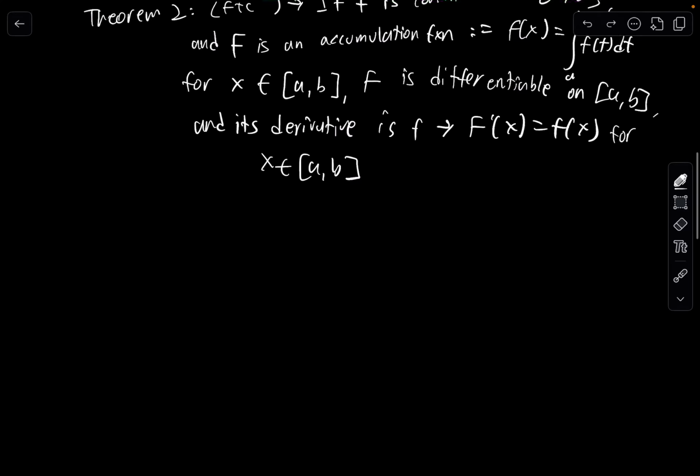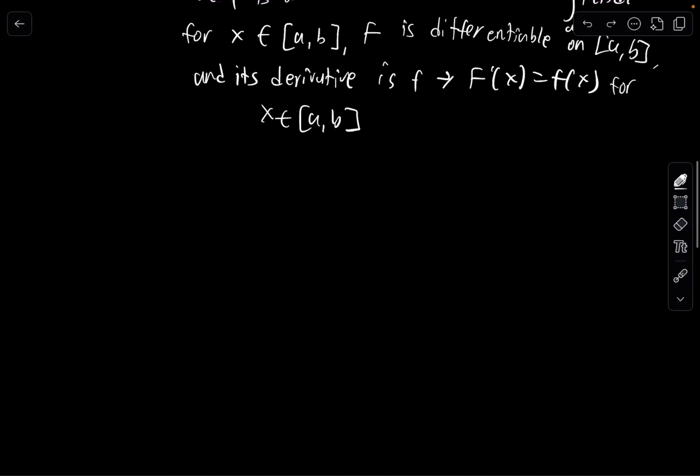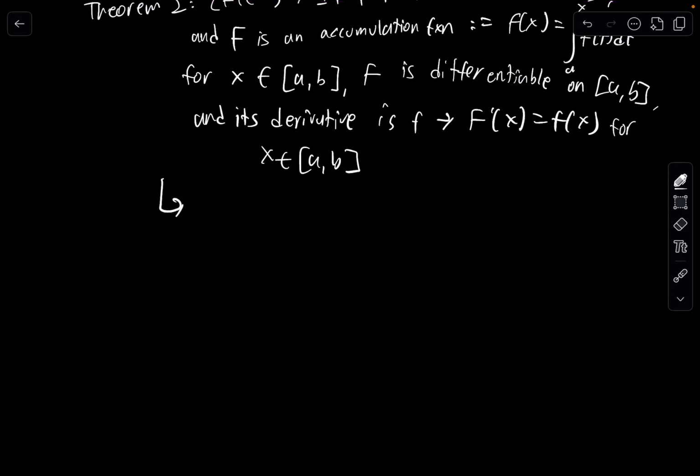Now, just to make sure this is really clear, a lot of people will write the conclusion of this theorem as just basically saying that the derivative of the integral from a to x of f of t dt is just f of x. So that's just the basis of everything.